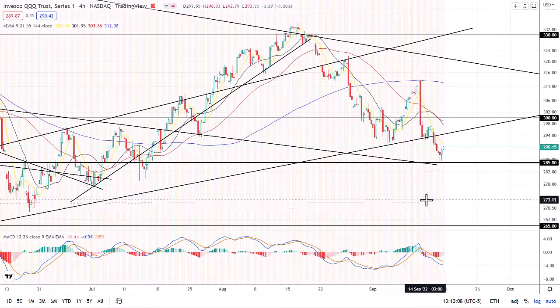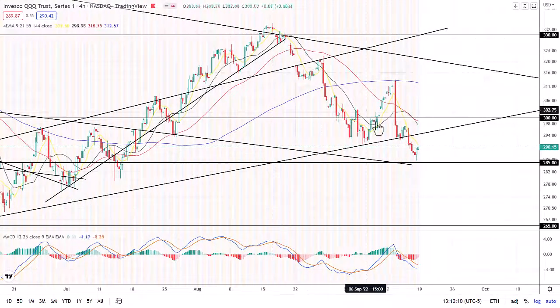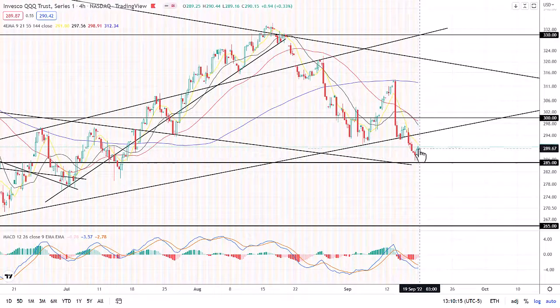Moving over here to the NASDAQ, you can see very similar story, big move down, potential support here at 285. Looks like a slight bounce, and we'll see if this comes to fruition closer to that $300 level, which would be about 3 or 4% higher than we are right now.